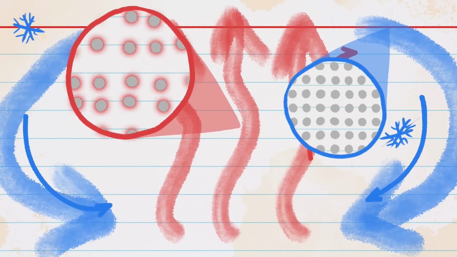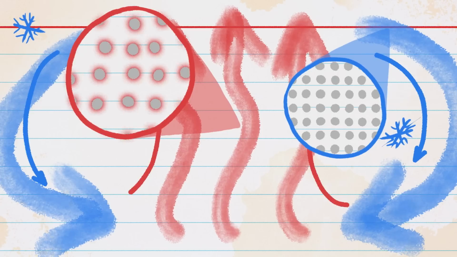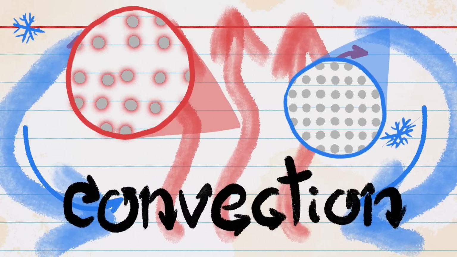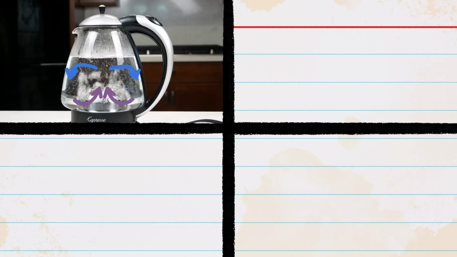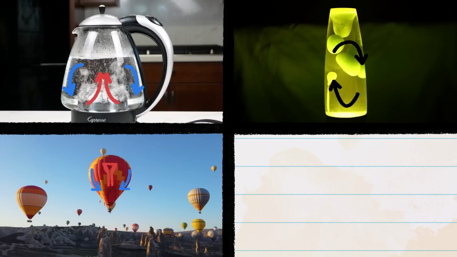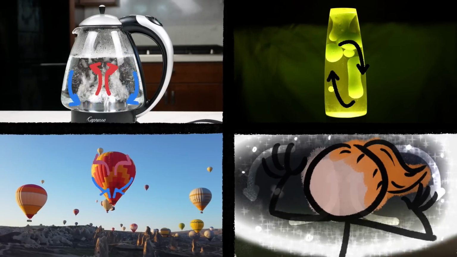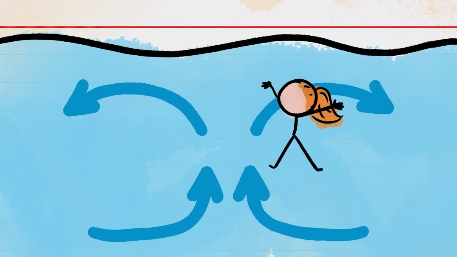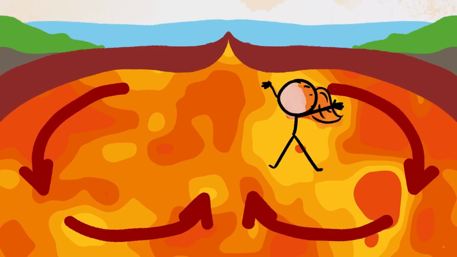This density-driven movement of fluid, and by extension, movement of heat, is called convection. Convection happens all over the place, in a kettle of boiling water, a lava lamp, a hot air balloon, even newly formed stars. And it has big implications. Convection drives ocean currents, weather patterns, and the movement of tectonic plates.